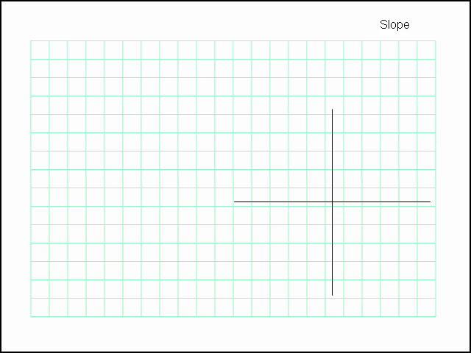Alright, this lesson is on the slope of a line. Let's start with just drawing any old line here. And let's say that we have 2 points that we know are on the line. We'll put 1 point here. We'll say that this one is at x sub 1, comma y sub 1. And we have another point on the line, let's say up here at x sub 2, comma y sub 2.